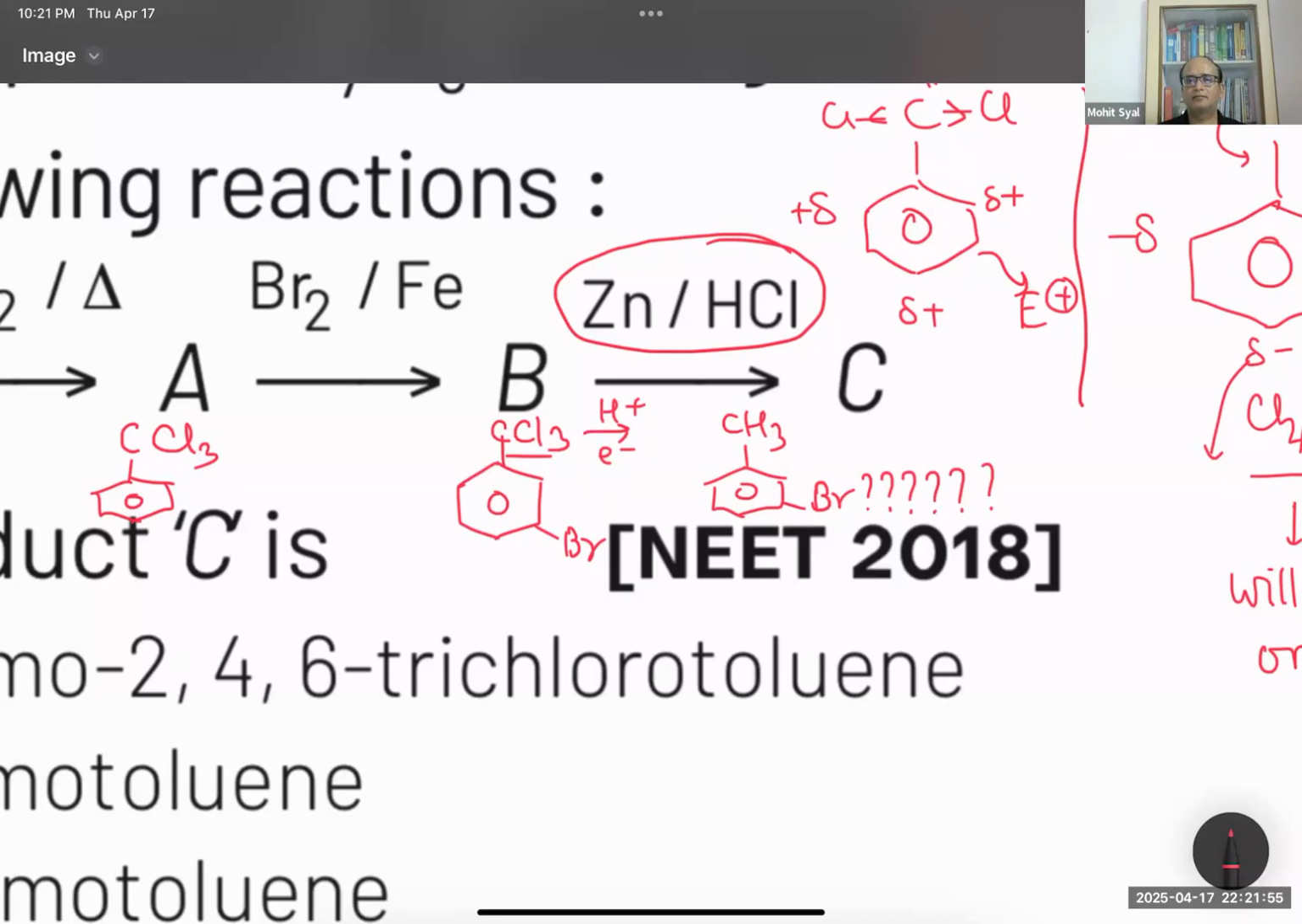What could be the reason? Resonance effect. Now, why is Br not reduced? I'm asking with zinc HCl. Why is Br not reactive with H plus, while the three Cl I have replaced by zinc HCl as this is the reduction? Why not Br? Yeah, Jasleen, tell me.